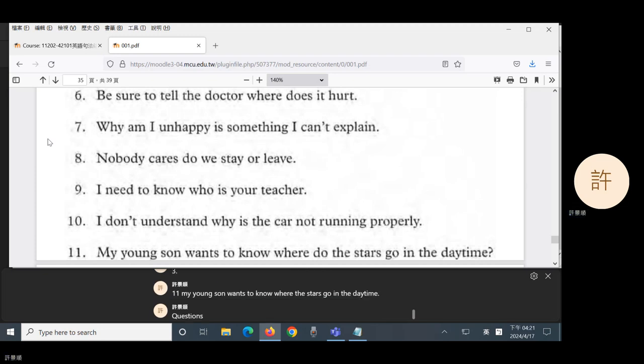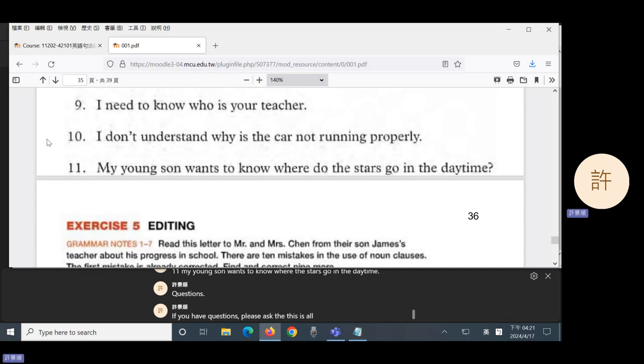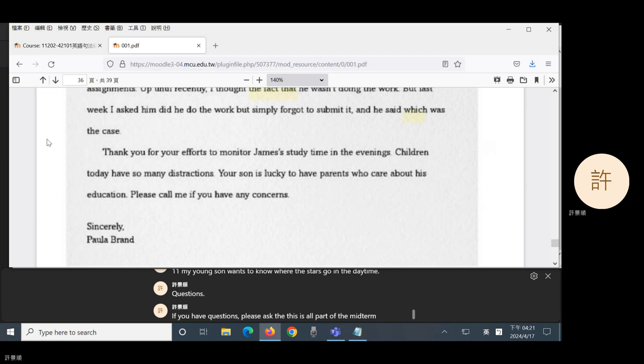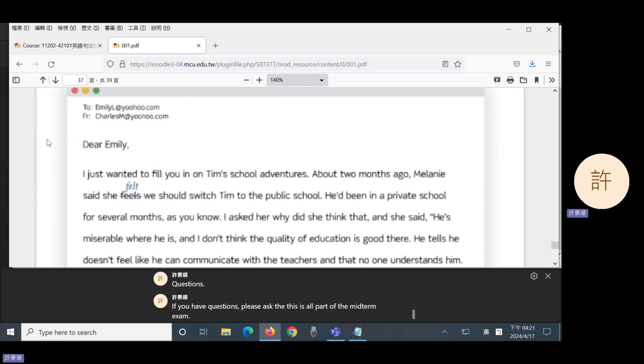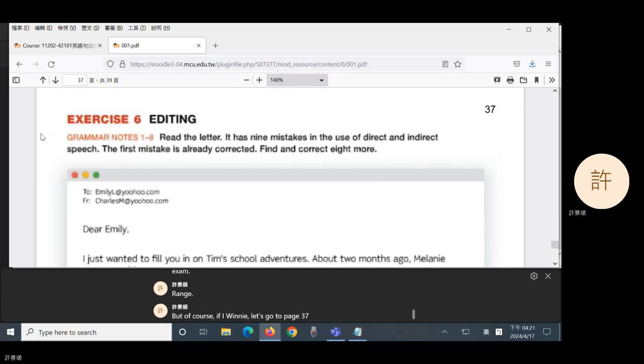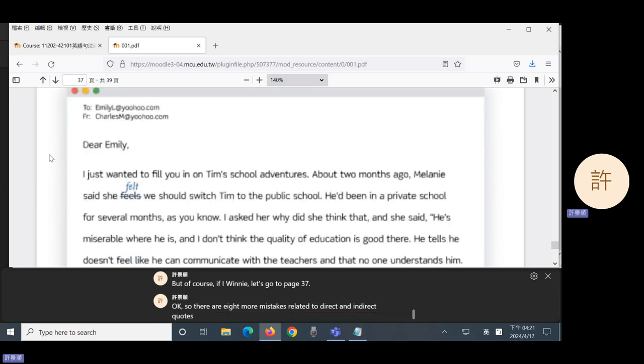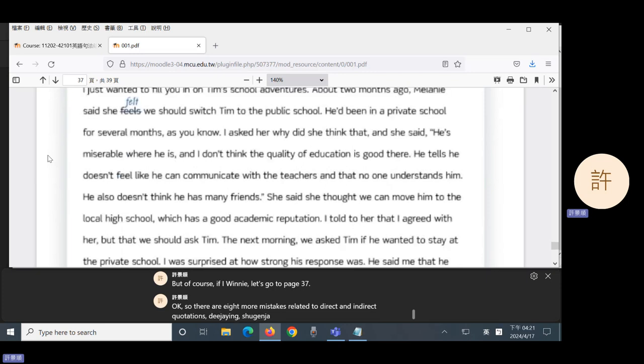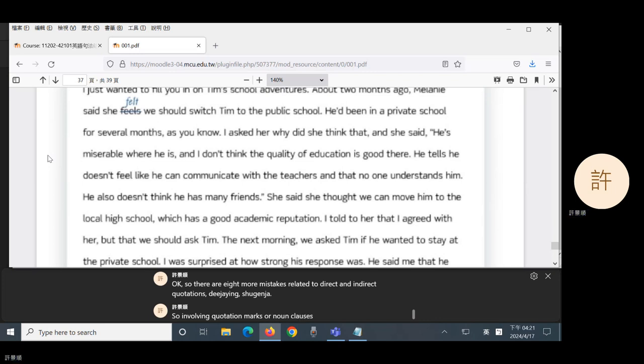Questions? If you have questions, please ask. This is all part of the midterm exam range. Those are causes for winning. Let's go to page 37. Okay, so there are eight more mistakes related to direct and indirect quotations, 直接引述、间接引述. So involving quotation marks or noun clauses. Eight mistakes, I'll give you five minutes.